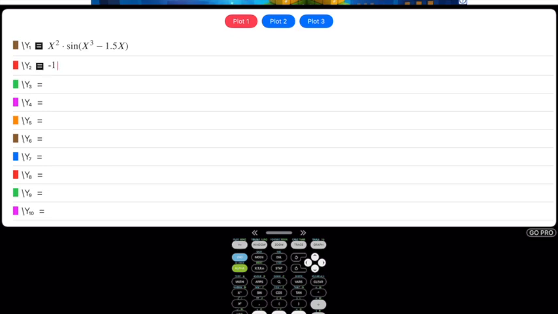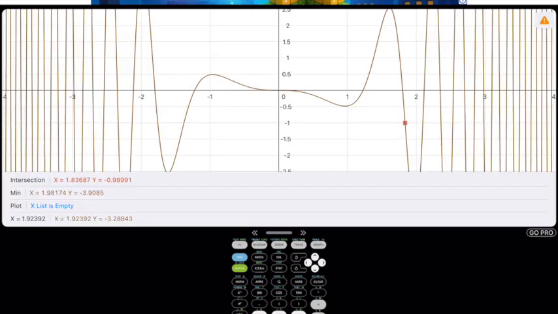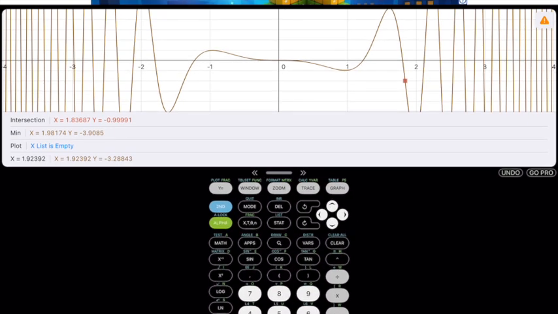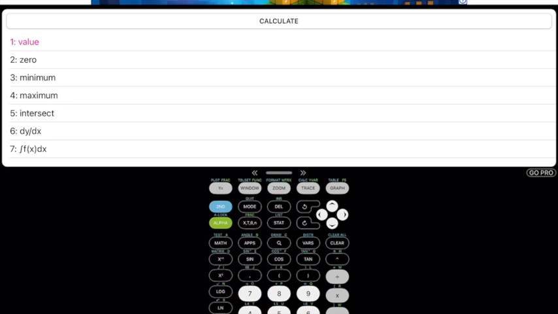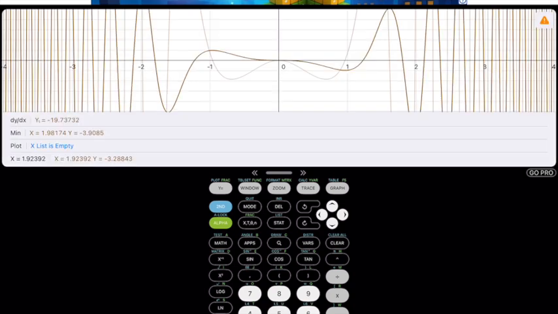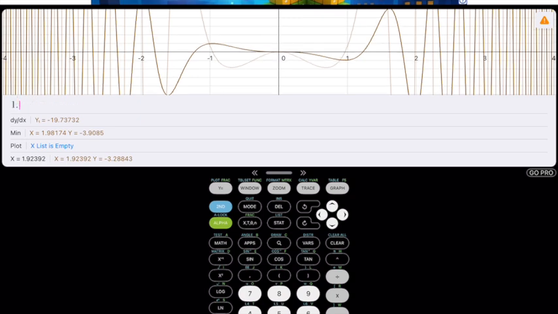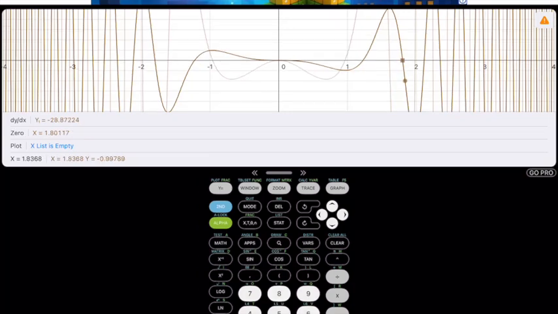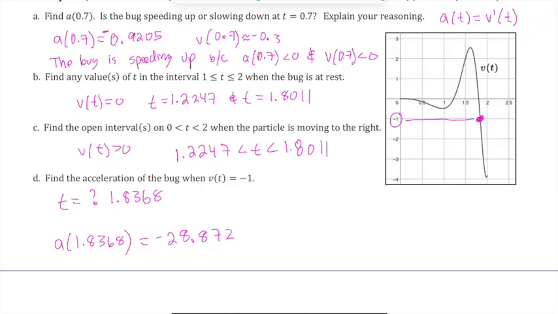I'm going to go and delete this. So again, derivative is just another calculate, so it's going to be second trace again. Derivative is number 6. And then you're just going to type in that 1.8368. And then it tells me the slope of the tangent line right there is -28.8724224.